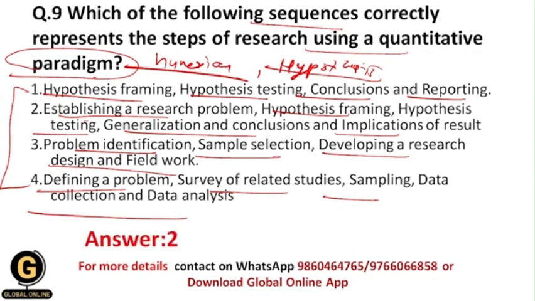So that's why we need to follow such procedures in the quantitative paradigm, and your correct answer should be second, because the first step is establishing a research problem, and I have told you earlier that in any kind of research process the first step is to identify and establish a research problem. Then your second step should be hypothesis framing, that is formulation of a hypothesis. Then your third step should be hypothesis testing. After the testing part you generalize your results to the target population, then you get conclusions, and after all you implicate your results. That's why the correct answer should be 2 over here.